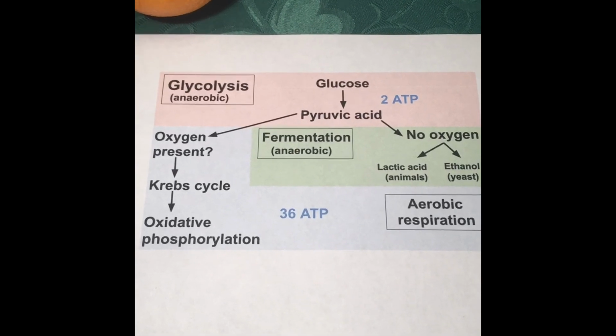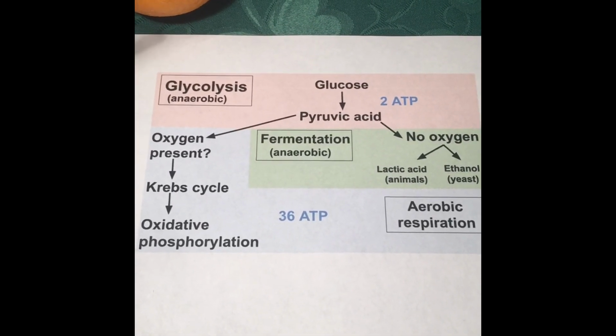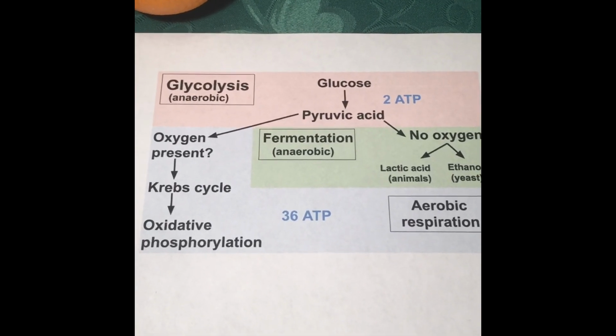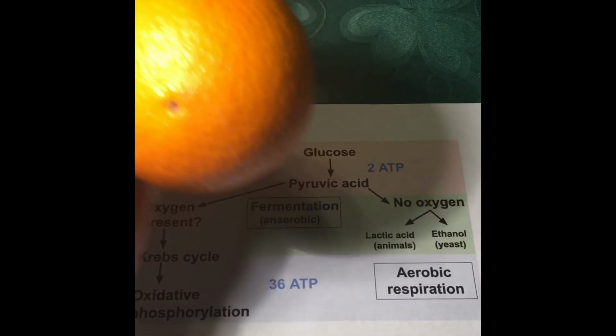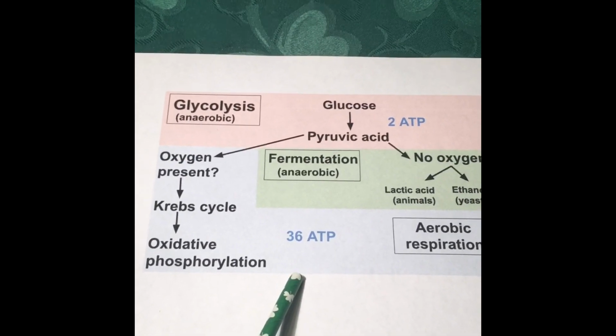But when it all comes down to it, it is not just one thing. Our whole process is cellular respiration. That's how we get this orange to become energy in our body for our cells, known as ATP.